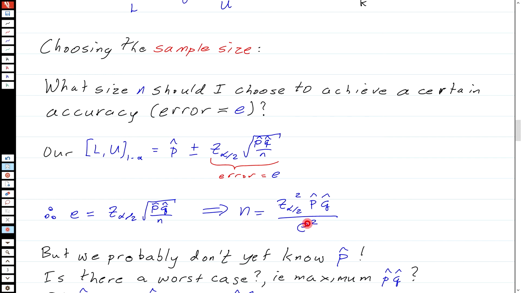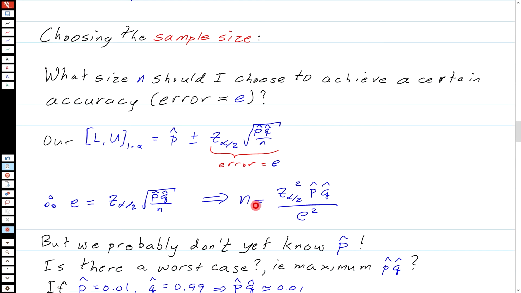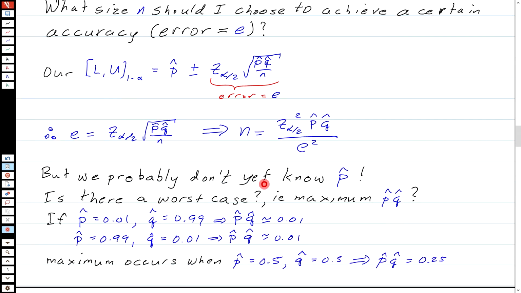We can decide from this how many samples I need to achieve a certain error at a certain confidence level. The problem with this is that often we want to know the number of samples before we've actually taken the samples. So we don't actually know p hat and q hat before we compute the required number of samples to take. So the question is, is there a worst case? Is there a maximum? What is the maximum value of p hat q hat?